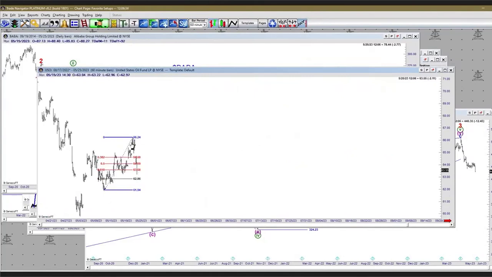So you could argue an ABC up. The internals don't count too well. But if oil doesn't turn back up today, then I'm going to worry it may be headed down to a new low.